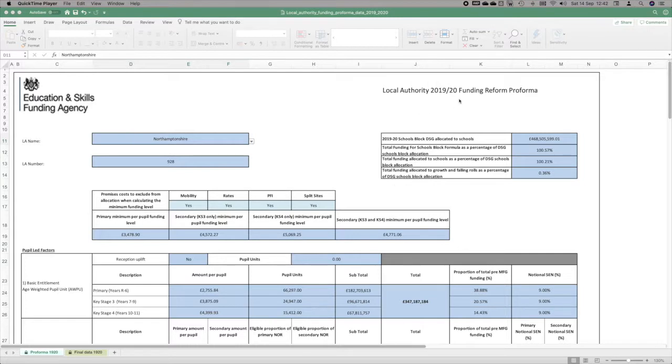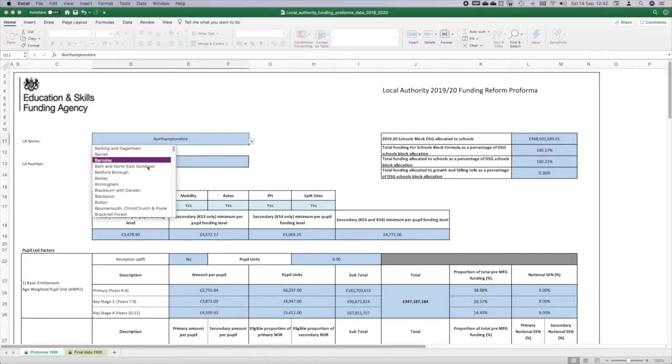I have a feeling the audio for the next bit starts in a strange place. Their Local Authority 2019-20 Funding Pro Forma, and if I give this click up here, I can change it to any of the other local authorities and their funding pro forma instead. I'm just going to borrow Northamptonshire for a moment.